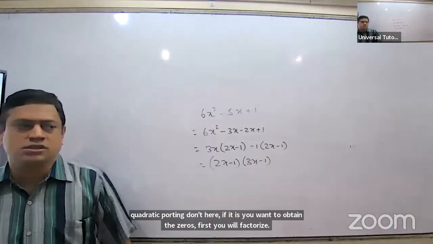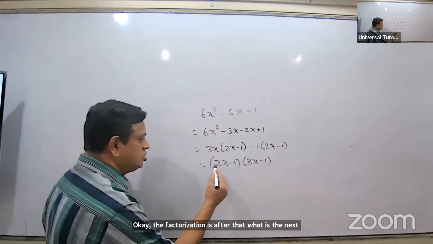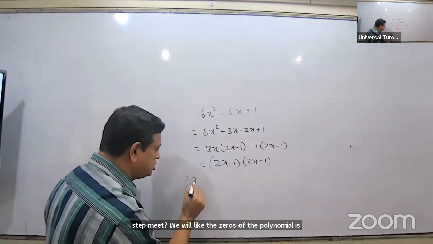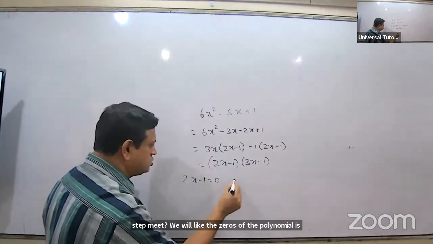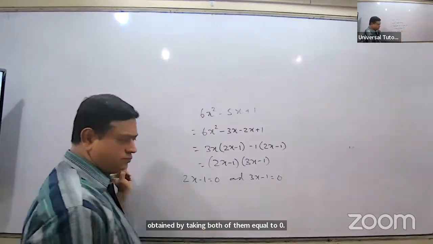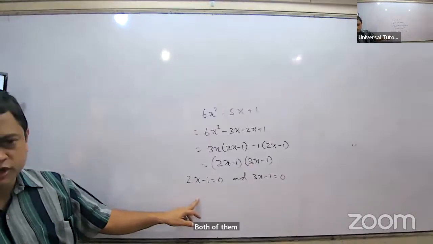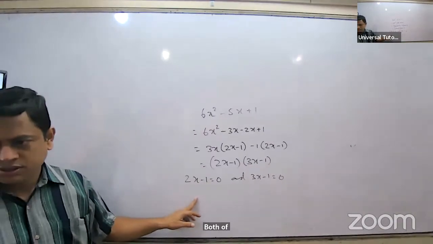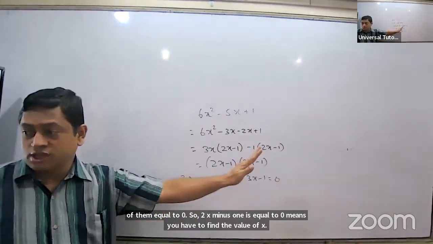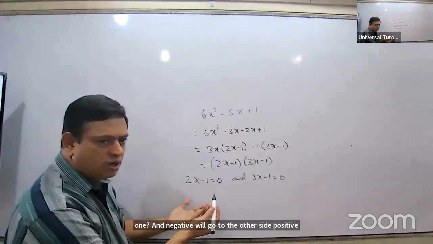The factorization is done. After that, what is the next step? We will write the zeros of the polynomial are obtained by taking both of them equal to 0. 2x minus 1 is equal to 0 and 3x minus 1 is equal to 0. You have to find the value of x. How will you get the value of x? What is the rule? When negative goes to the other side it becomes positive, multiplication changes to division.